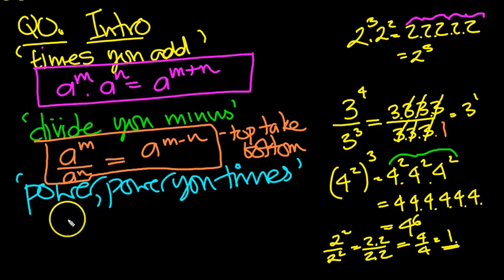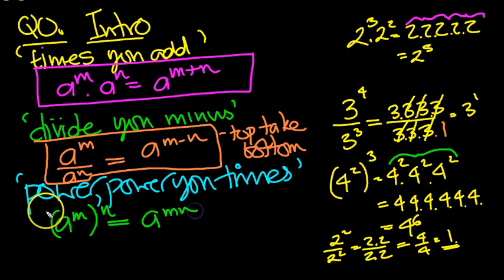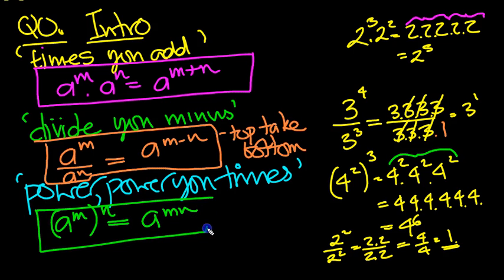So we can write that down algebraically. a to the m, to the power n, is equal to a to the m times n. Power you times. There's the rule. So this is rule 1, so to speak. We can label that 1, 2, 3. Now from these 3 rules, there are other rules that follow.